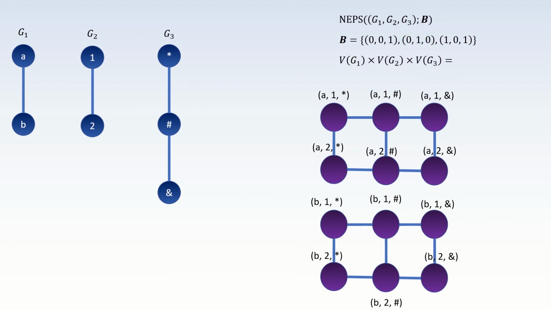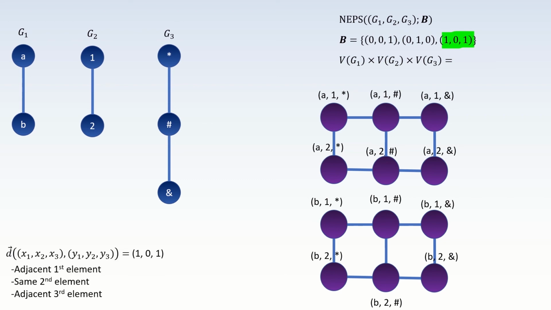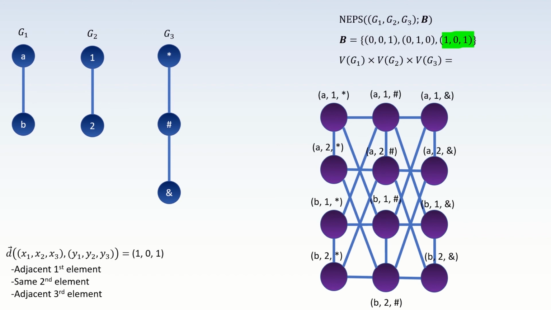Finally, let's look at the third distance vector, 101. Vertices with adjacent first elements, same second elements, and adjacent third elements will have this distance vector. Again, feel free to pause and connect all pairs of vertices that have this distance vector yourself. Here they are. This is the final result. Let's move on to our second example.